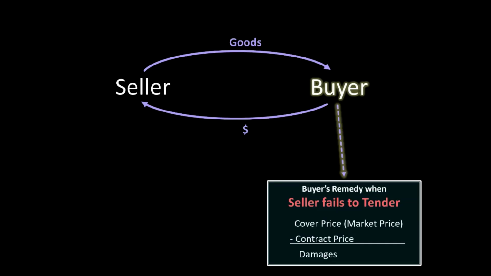Alternatively, the seller might tender the goods, but either the seller's manner of tender or the goods themselves were non-conforming, that is, failed to comply with the requirements of the party's contract. As we noted in last week's module, in this scenario, the buyer may reject the seller's non-conforming tender, in which case the buyer's remedy is the same cover remedy that we just described.